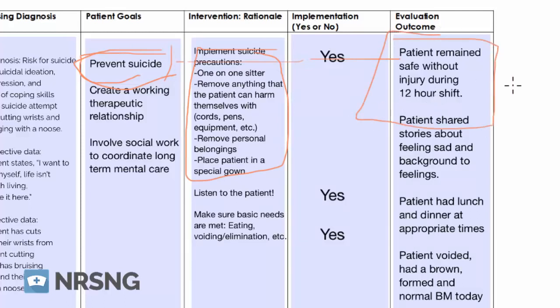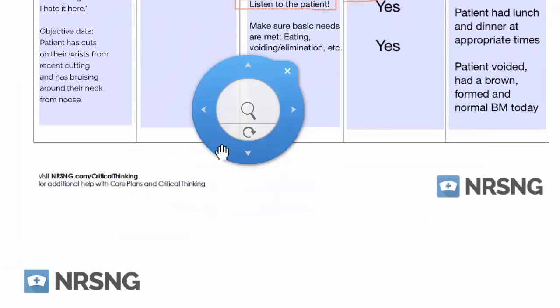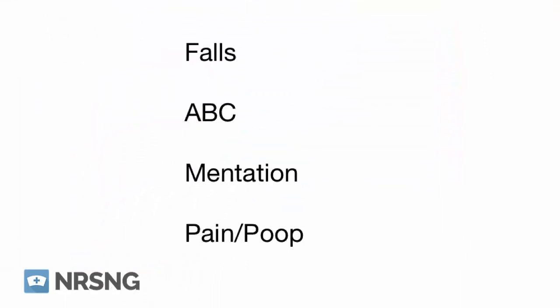Yep, that happened. Next, created a working therapeutic relationship. How did we do that, or how did we plan to implement it? We listened to the patient. So down here, the next thing on this list is the patient shared stories about feeling sad and background, and so on. So that's just a little bit about how to use our care plan template. And then I wanted to kind of go over these four things here, really five.